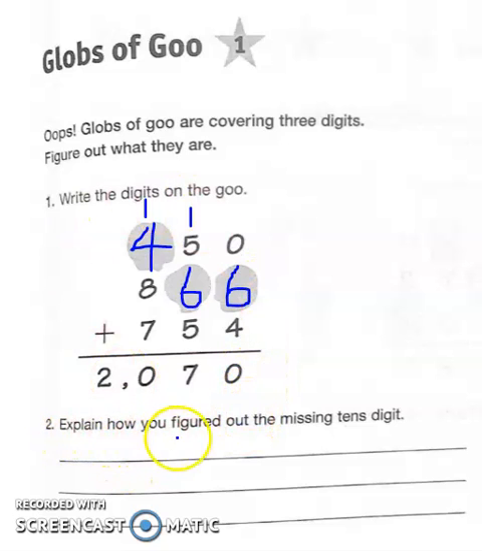And then, for your explanation of how you figured out the missing tens digit, you could say that you had to carry the 1 from the ones place. 5 plus 1 is 11. You can word it how you want, but just real quick, one sentence: how did you figure out what that one would have to be?